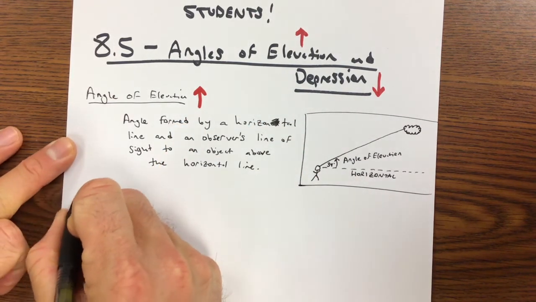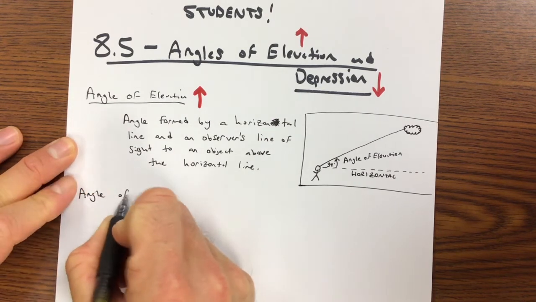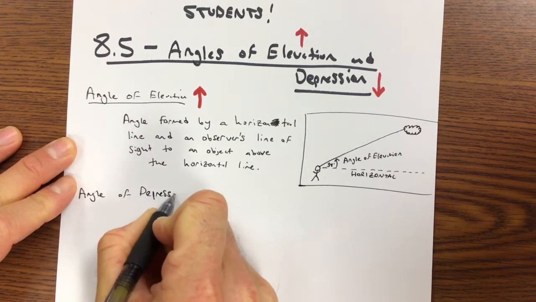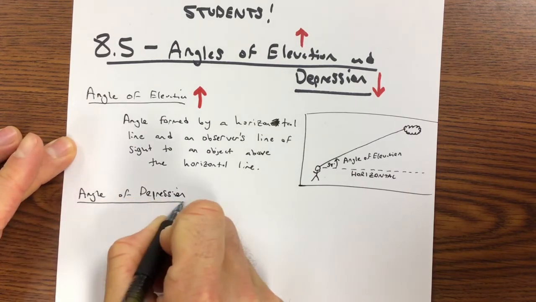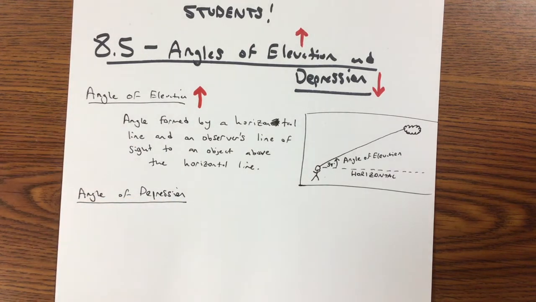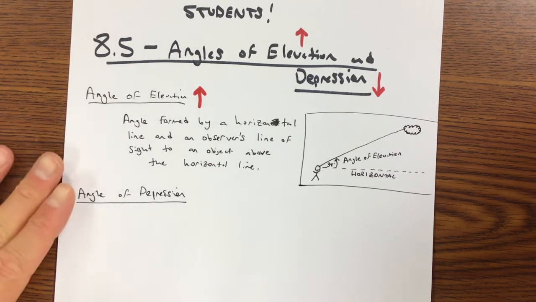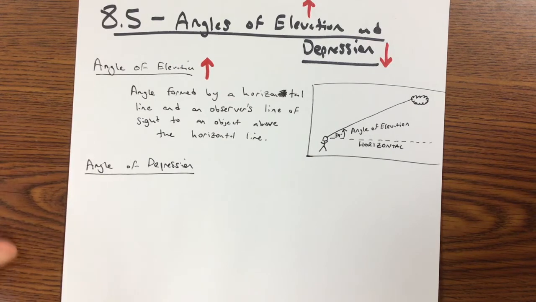Next vocabulary word. Let's find angle of depression. Please, please be writing this stuff down. I know it's kind of weird being at home. You're not in a classroom. Well, I don't really have to take these notes, do I? No, take them. Take these notes. Write them down.